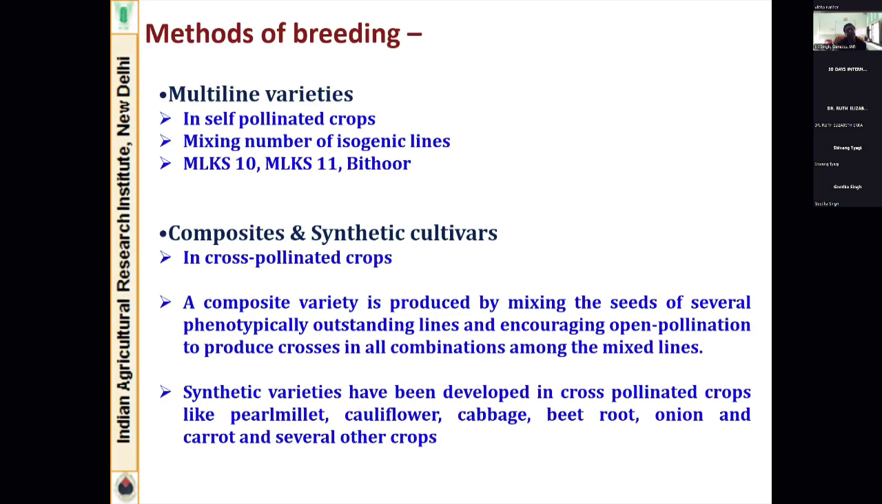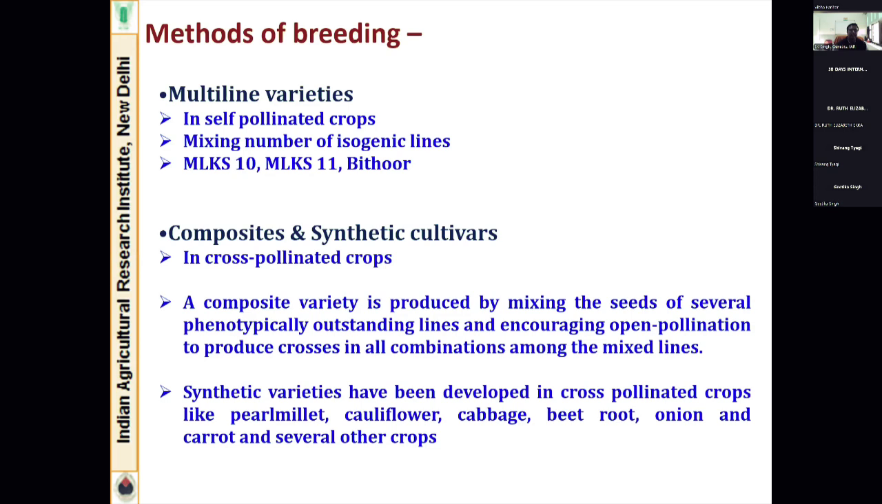Composites and synthetic cultivars are commonly used in cross-pollinated crops. A composite variety is produced by mixing the seeds of several phenotypically outstanding lines. In this, open pollination is done among themselves, and the seed is harvested from the crossed material, and these are mixed. So it is a composite variety.